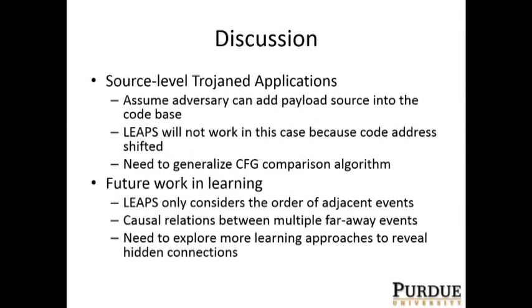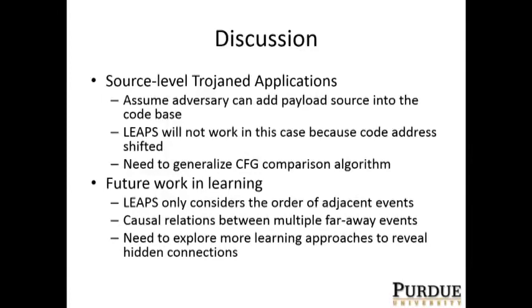Here we discuss some limitations of our system and what we want to explore in the future. Assume that the adversary can add the payload source code into the code base of the benign application. Currently, LEAPS is not able to detect such attacks because all the benign code addresses will shift. If you remember, in our control flow graph inference, one assumption is that the benign and the camouflaged attacks share some addresses for the benign execution path. So we need to revise the control flow graph comparison algorithm.